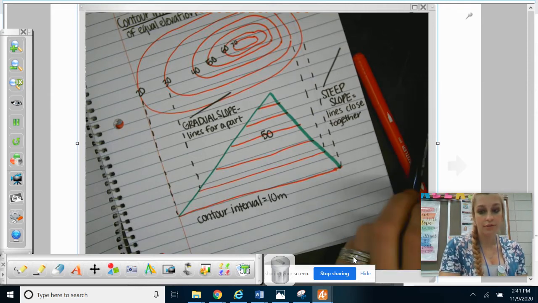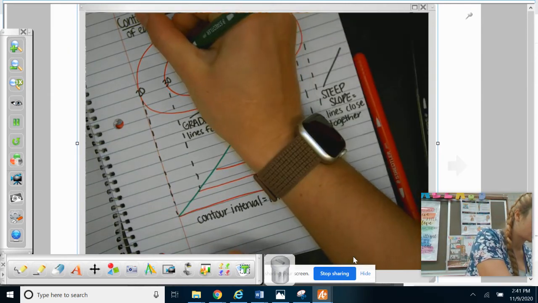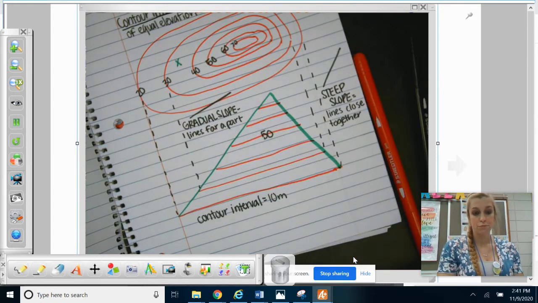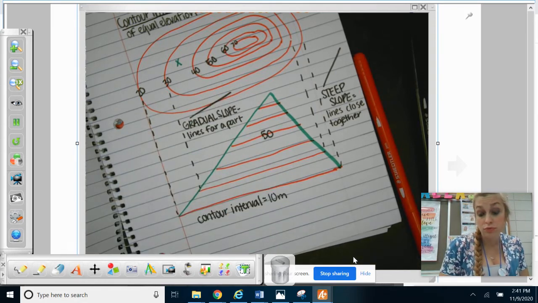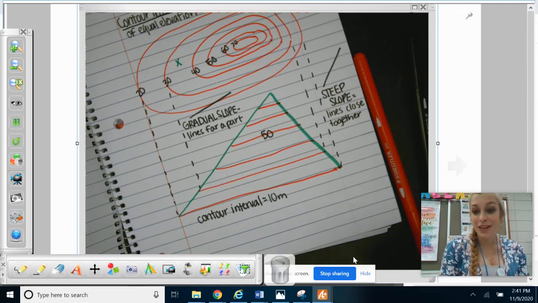What if you have an X? They tell you that your hiker starts right here. Okay, so it's between 30, it's between 40. So y'all want to guess? 32, 34, 35? We're not going to guess. Because if we guess, we're all going to guess different things.